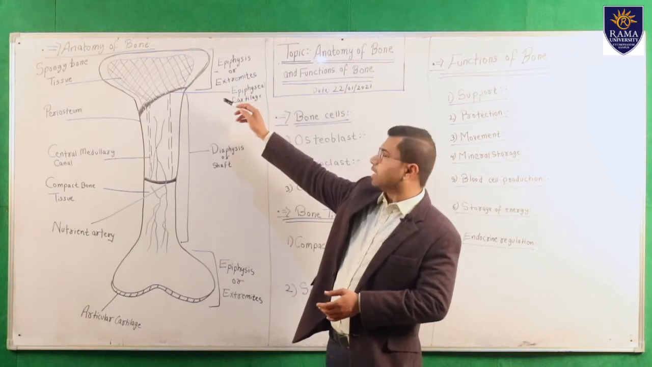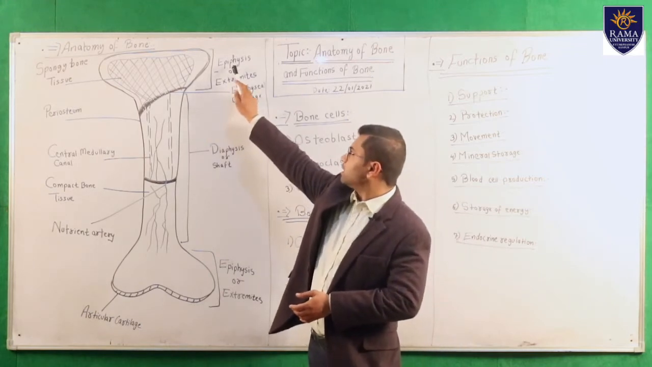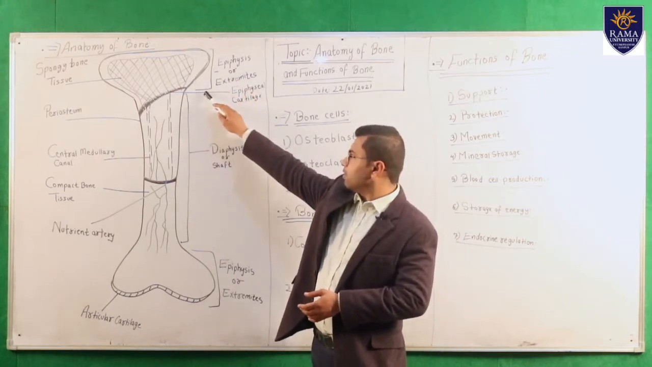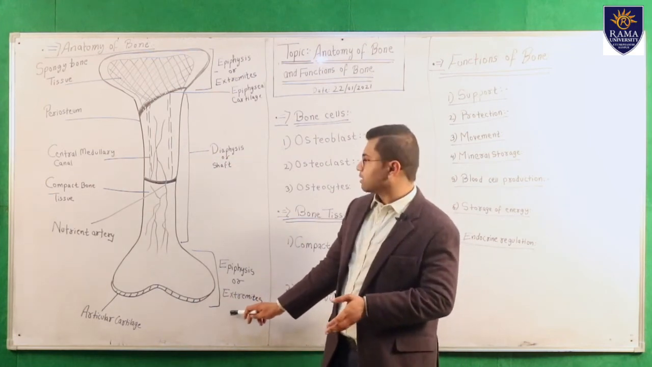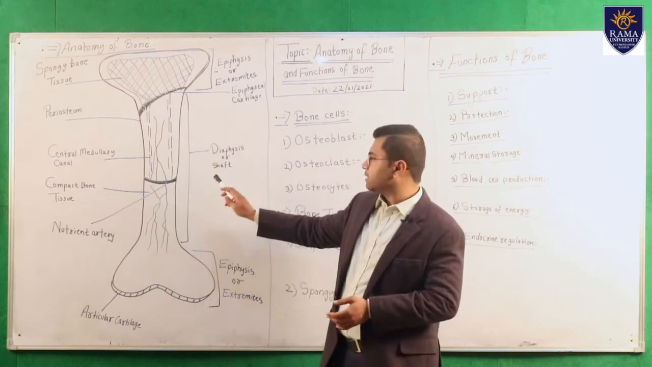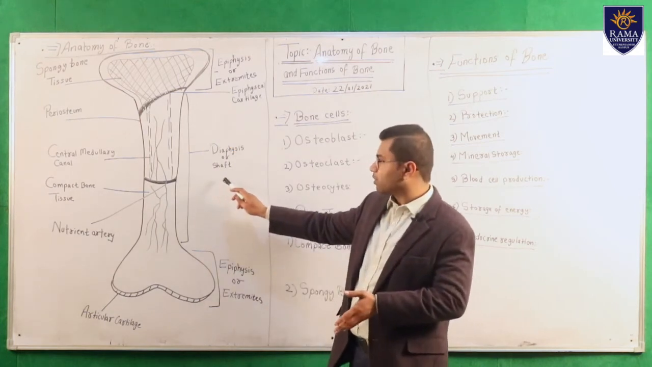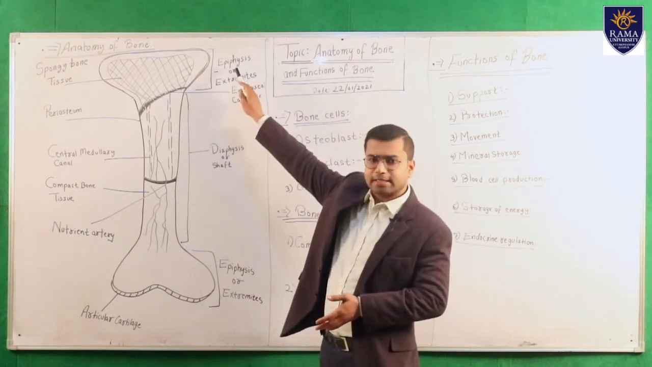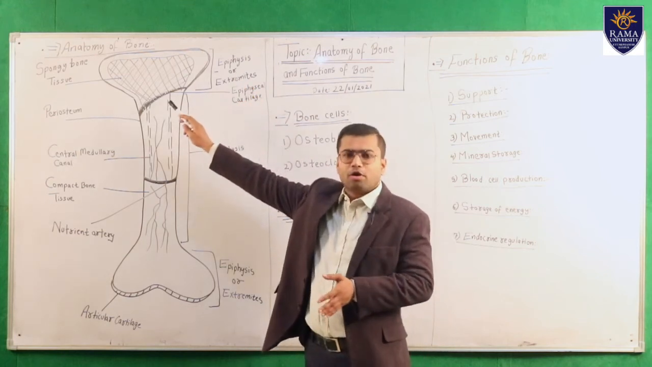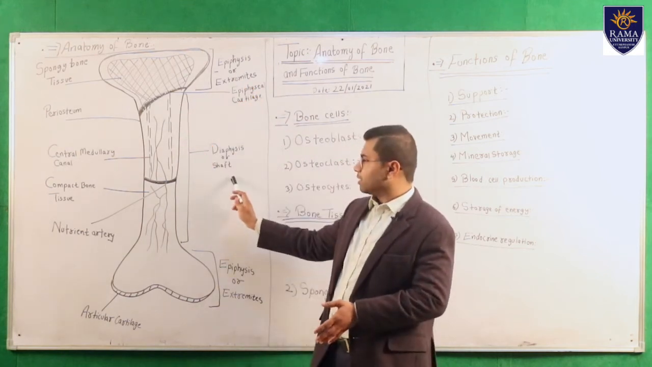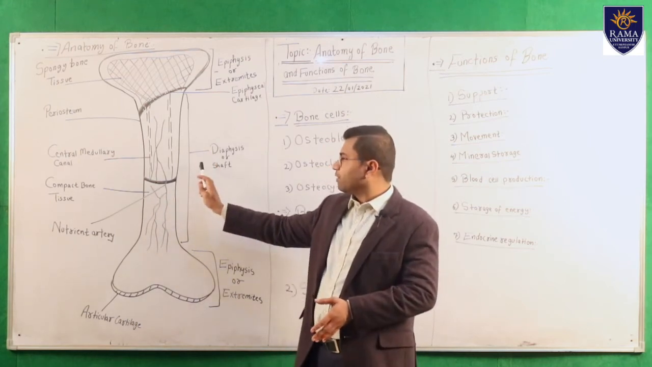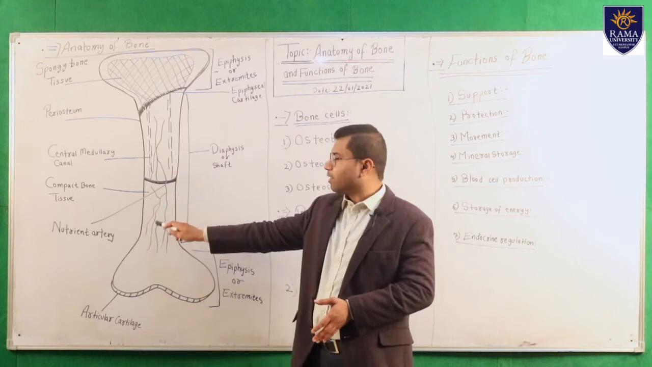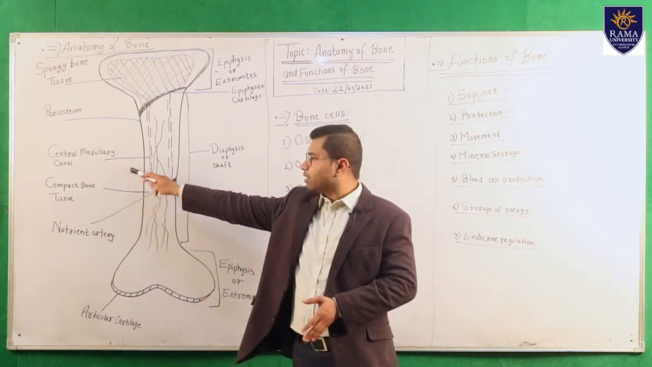So once again, we can see the upper portion is known as the epiphysis or extremities. The lower portion is known as the lower epiphysis or lower extremities. The middle part is known as the diaphysis or shaft. The epiphysis consists of spongy bone tissue, and the diaphysis consists of compact bone tissue. In between the diaphysis there is a canal known as the central medullary canal.